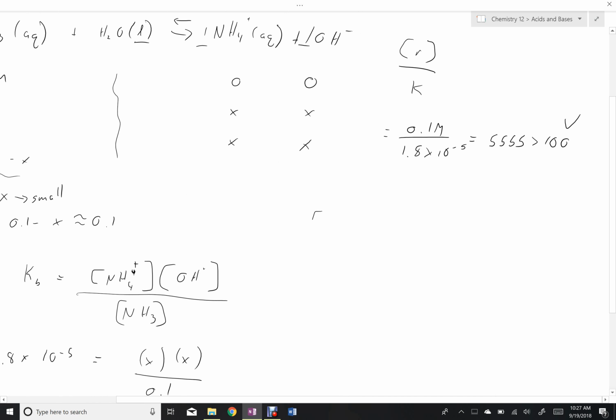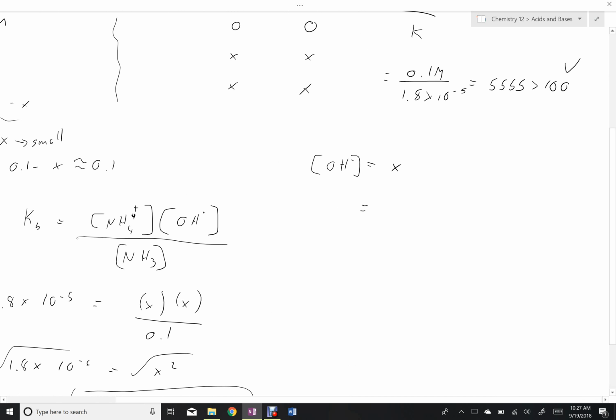So now to do pH, I'm interested in my hydroxide population first. Hydroxide population is just equal to x, so that will be equal to 0.00134 as a concentration. I can't calculate my pH directly. When I have a base, I have to calculate my pOH, which will be negative log of my concentration of hydroxide, which works out to 2.87.